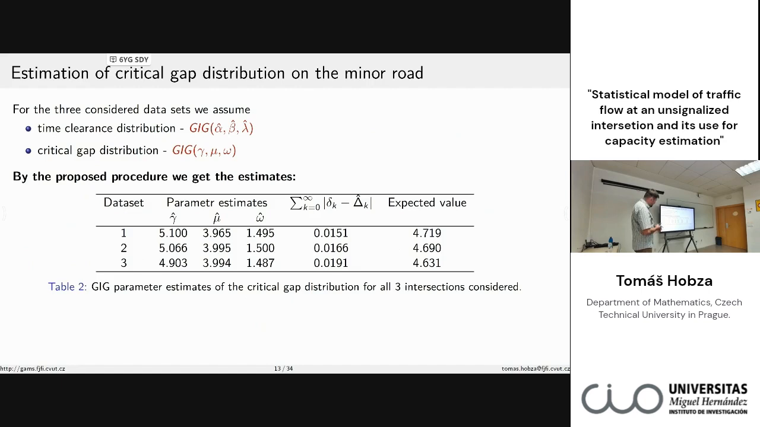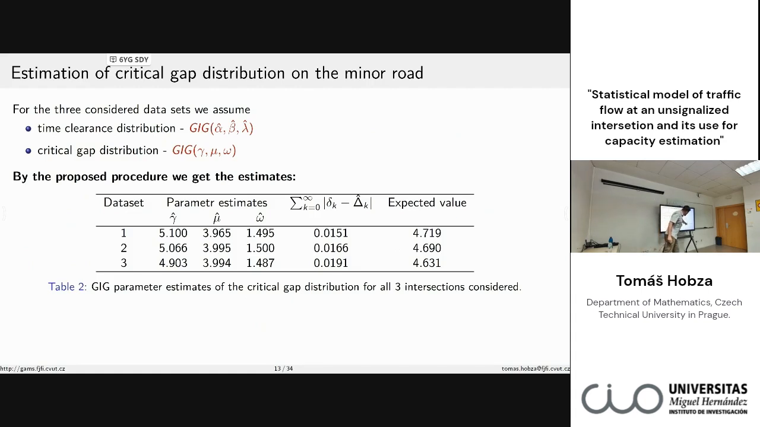So again, back to our three data sets. We have already the time clearance distribution estimated. And again, I will assume that the critical gap distribution will be GIG. The same thing as before: we need the plateau because the driver will not select a very short time. We need a plateau and the gamma is included. So this is a very good, general distribution for positively valued random variables. So again, we assume GIG, and with the procedure described, we are able to estimate these parameters. The parameters are described here for the three intersections. And now we can see that there are three different intersections, two different cities, but the parameters are very, very similar. Like all the German drivers have similar characteristics, and the parameters do not differ too much.